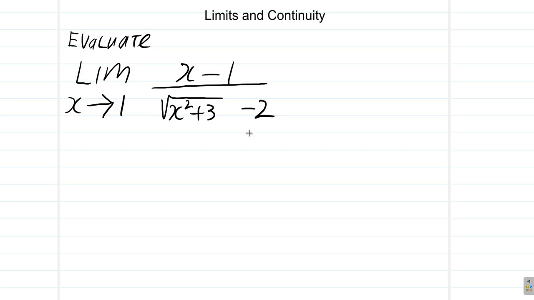We need to evaluate this limit. It's the limit as x tends to 1 of x minus 1 divided by the square root of x squared plus 3, and then minus 2. Now remember, we have various ways of trying to find the limit, and the easiest, which usually doesn't work but it's worth a try, is direct substitution, right?